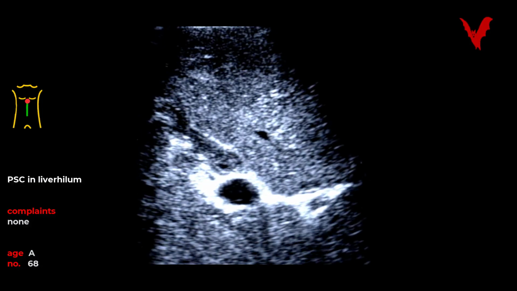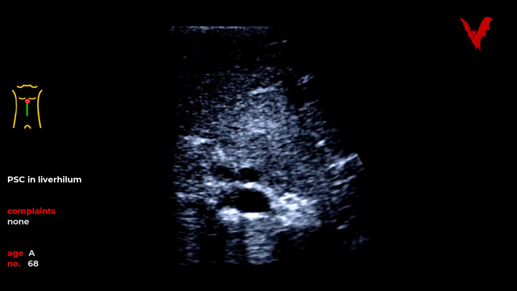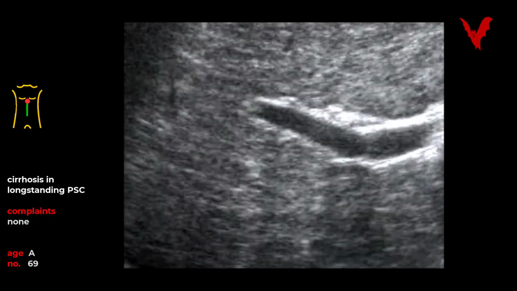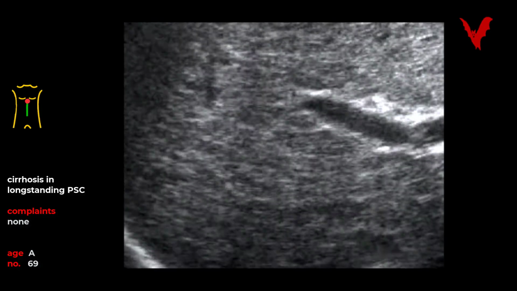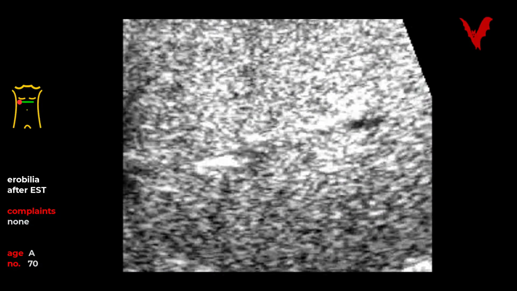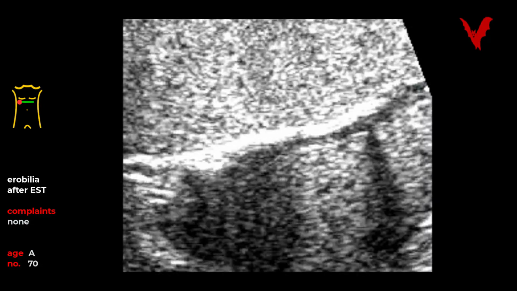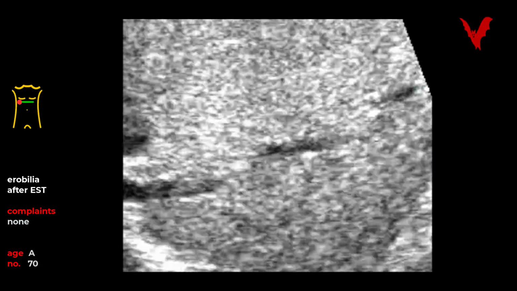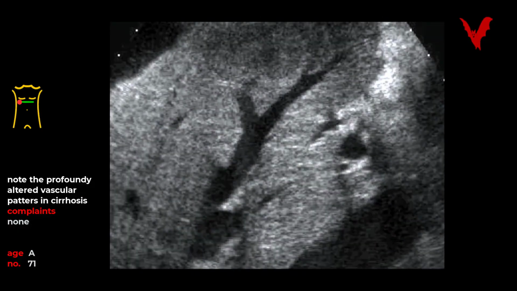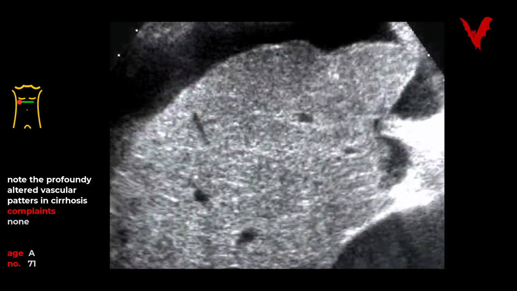PSC is also found in intrahilar bile ducts like in figure 68. This cirrhosis in 69 developed in PBC, lasting for decades. No harm was known to the liver from an extensive EST decades before in case 70. This disturbance in vascular architecture is a landmark in liver cirrhosis in figure 71.